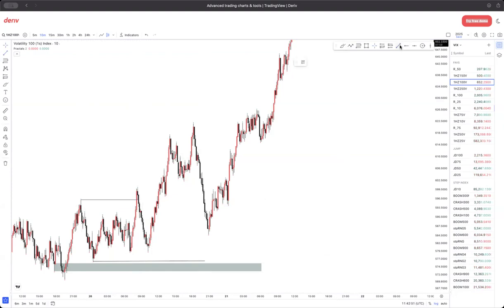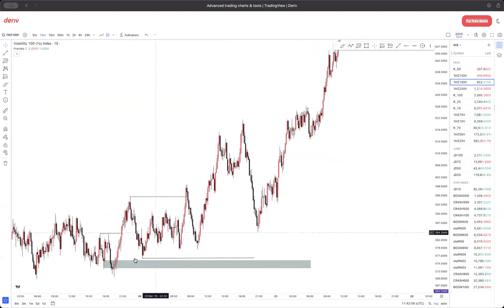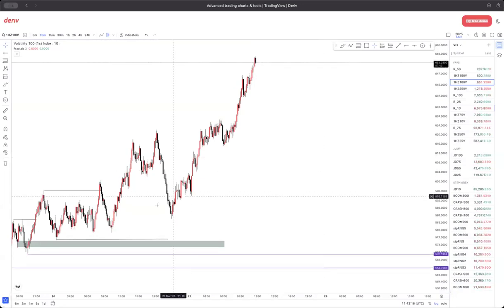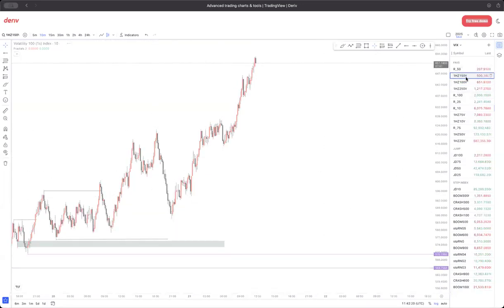Where's your first break of structure? So this one is still an A plus setup. First break of structure, second protected low, somewhere around here. You get. But V100s has left us behind. Let's check V150s.